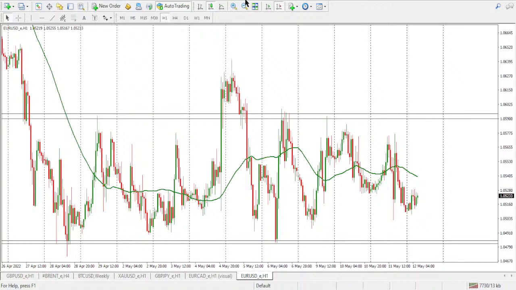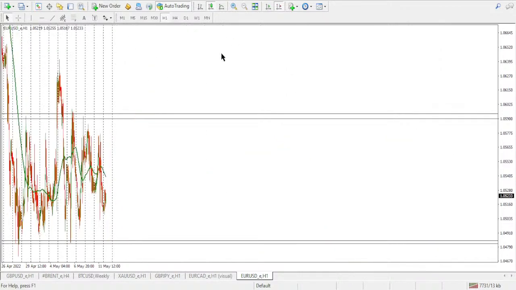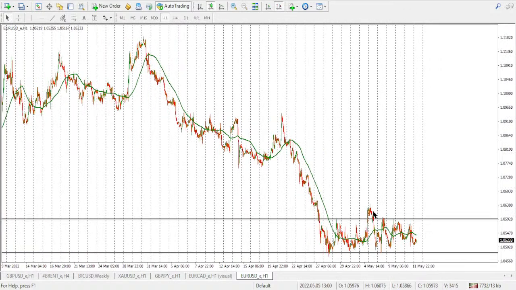So there is nothing much to be said on this chart except for the fact that the price is indeed consolidating. You can see that clearly. The price is within a range. The upper line for the range is 1.05945. Then the lower range is 1.04845. So if the price touches the lower one, we look for a buy. If the price touches the upper one, we look for a sell.